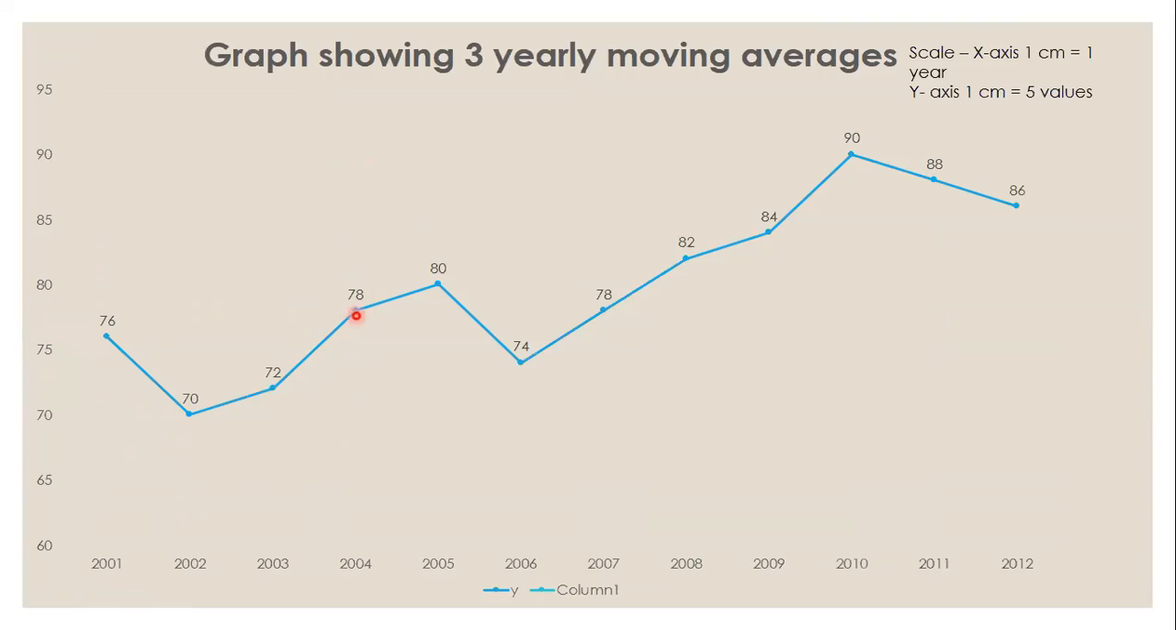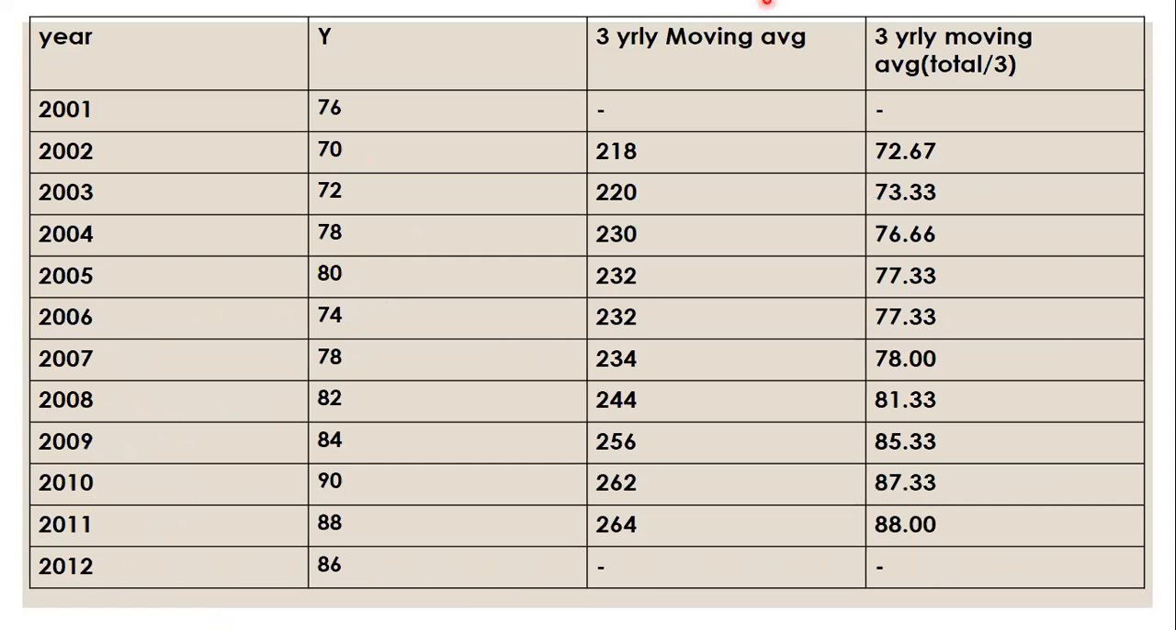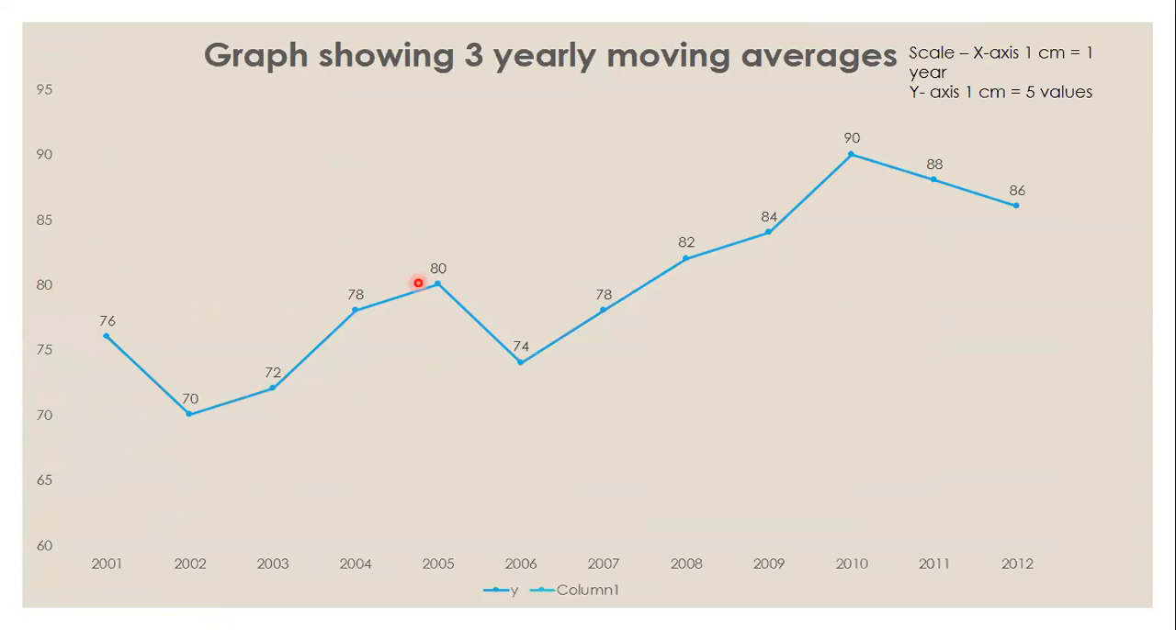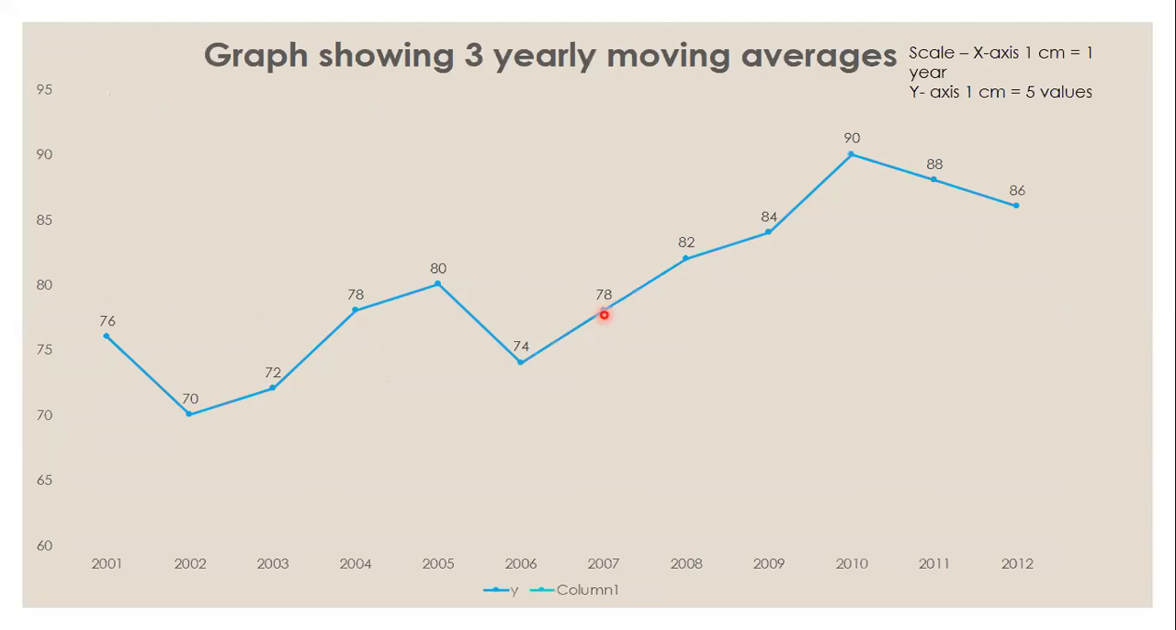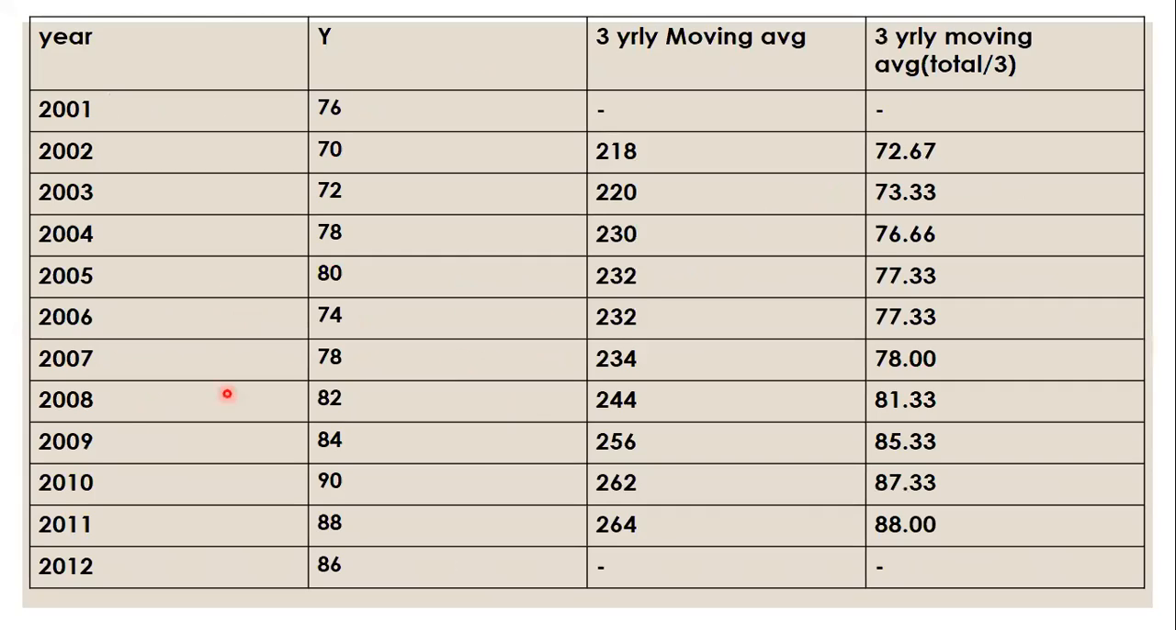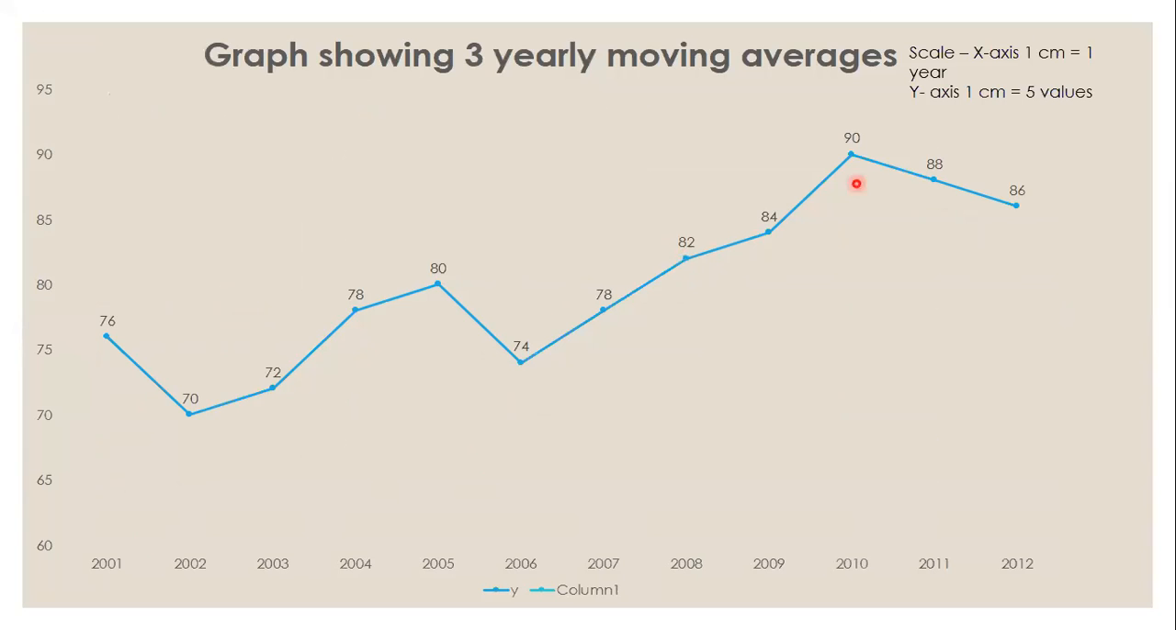You will have to check the lines in the graph and then add it. Then 2005 is 80, 80 directly you can mark. And then 2006 is 74. 2007 is 78. 2008 is 82. 2009 is 84. 2010 is 90. Then again, we have 88 and 86 for 2011 and 2012. So you all know how to mark the graph, right? Anybody has a problem with that? Did you all understand until here?